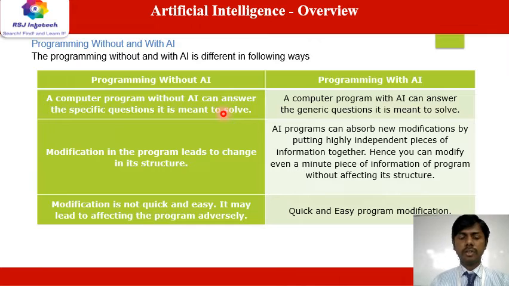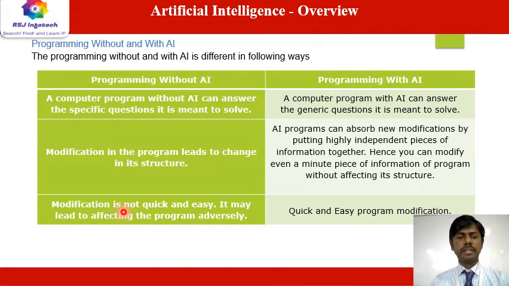But without the AI, what we are writing will give specific answers only. So a modification in the program leads to changes in the structure. If we want something to happen differently, as I said, we need to change the structure and change the program function, and only then will we get the output we want. But artificial intelligence can absorb any modification by putting together highly independent pieces of information, so you can modify every minute piece of information in the program without affecting the originality of the function. So that is with AI.